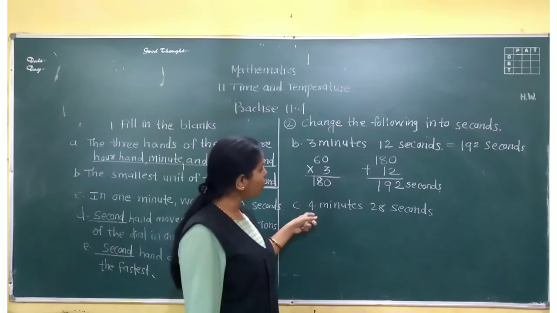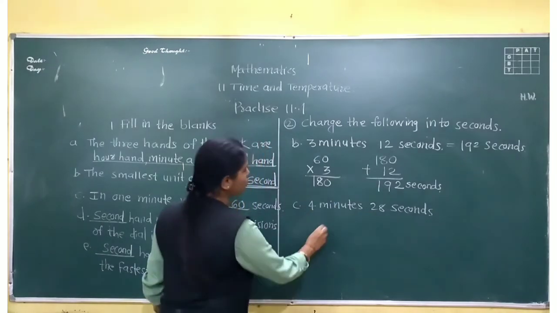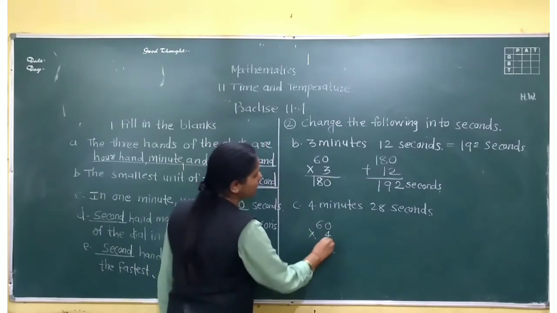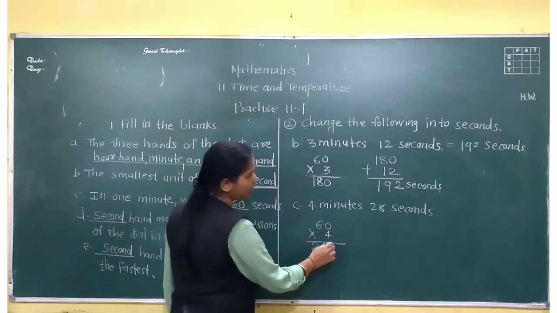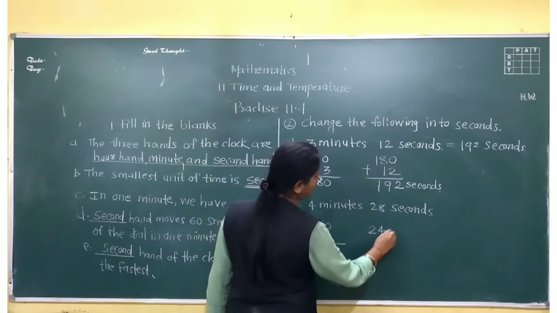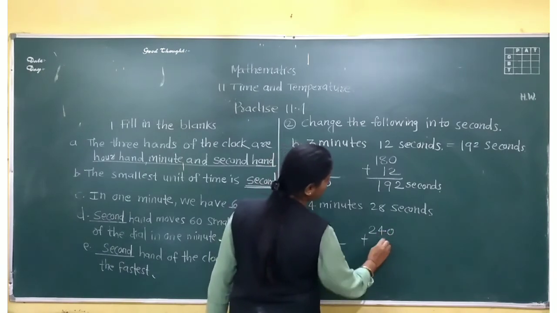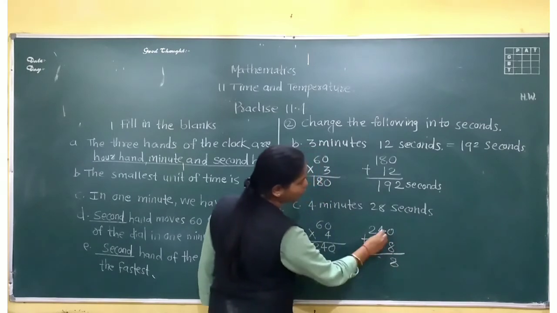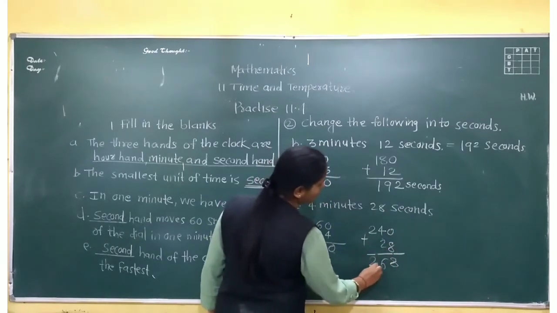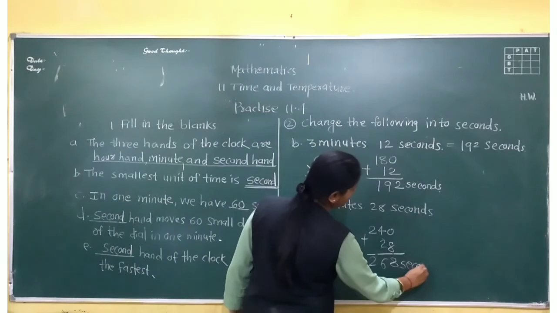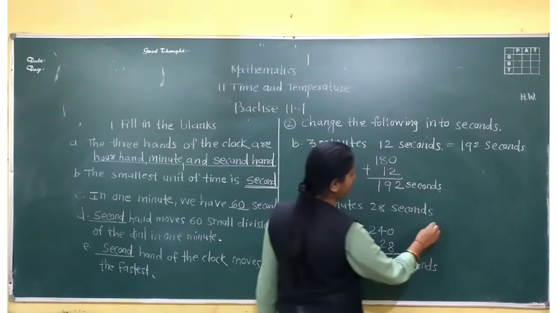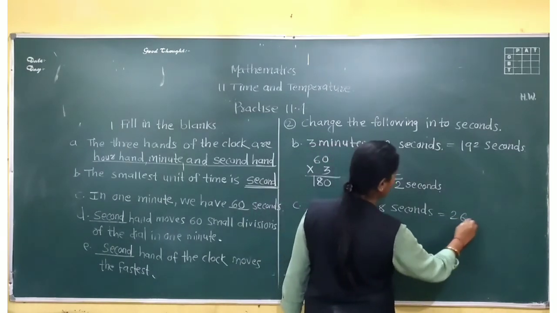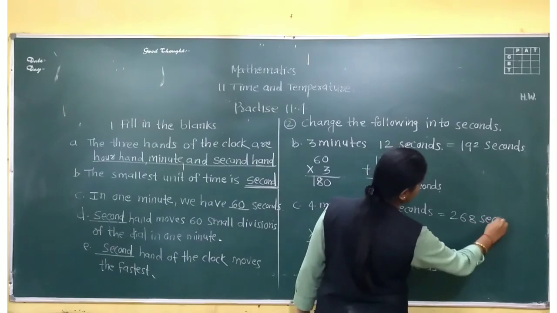Next, 4 minutes 28 seconds. So what again? Multiply 4 by 60. 6 fours are 24. 0 as it is. Then 240 seconds, add 28 to that. 0 plus 8, 8, 4 plus 2, 6 and 2 as it is. That is 268 seconds. So the answer is 268 seconds.